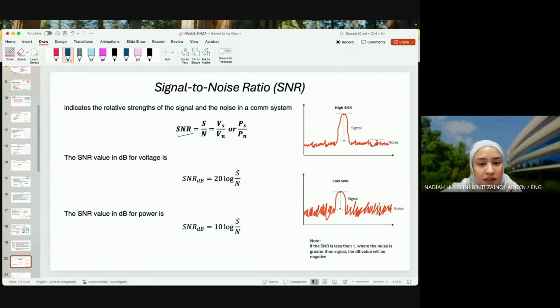So SNR, signal over noise, signal to noise ratio. The R is ratio. So signal to noise ratio can be in voltage or in power. So the voltage signal over the voltage noise, or the power signal over the power noise. To convert SNR to dB, for voltage it is times 20, and to convert SNR to dB for power, it is times 10. Same equation as for gain, same equation for amplifier and attenuation as well. So SNR also uses the same equation.